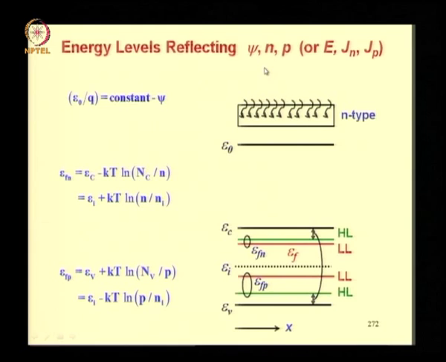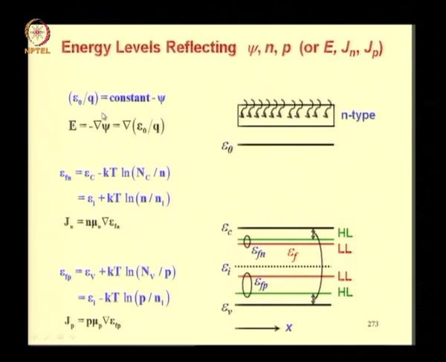Now let us complete the picture because we want to show psi also. So the electrostatic potential psi is reflected by E naught by q, and from these levels E naught, EFN and EFP, you can also get the electric field, the electron current density and hole current density. So these expressions are repeated from the previous slide.